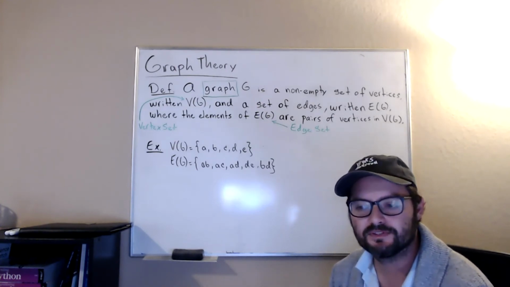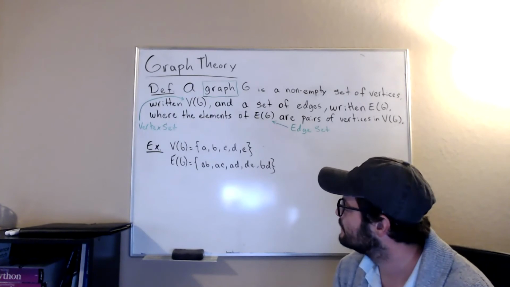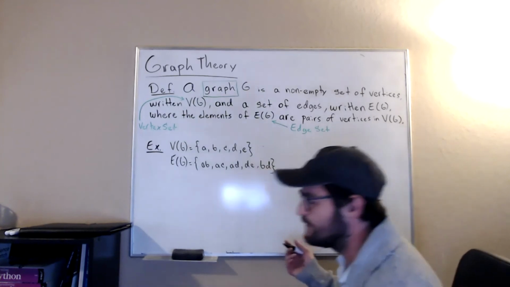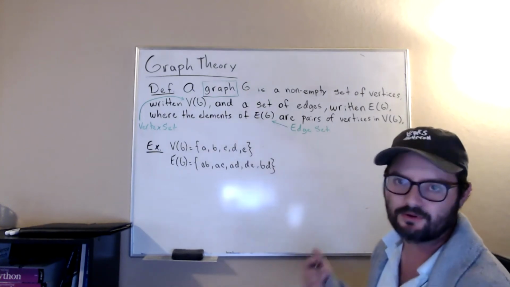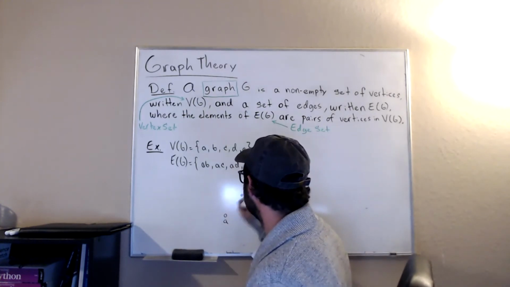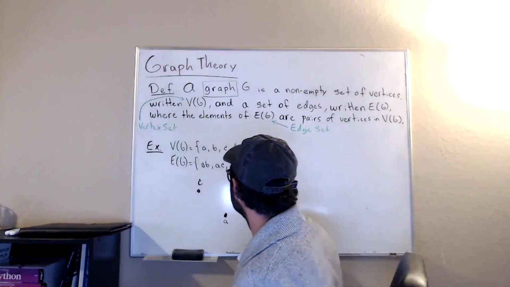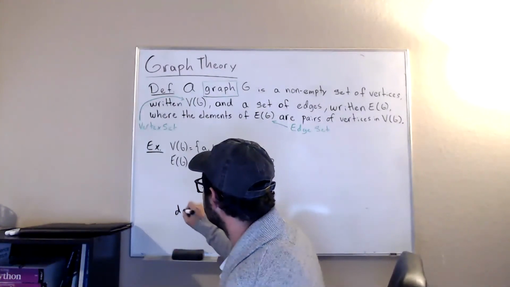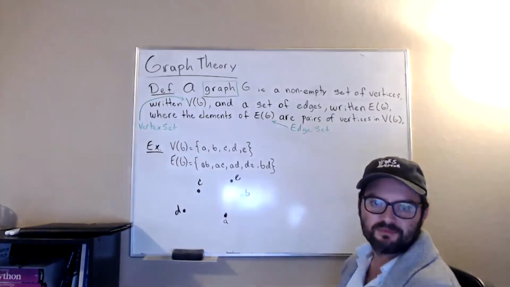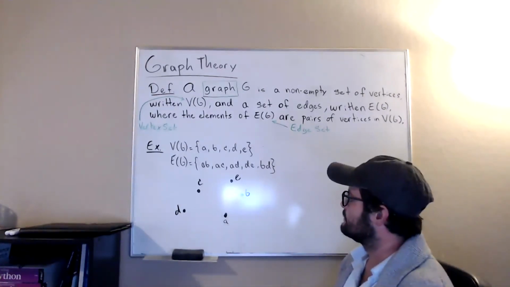Luckily, since most of us are visual when it comes to understanding things, we can draw a picture associated with this. And it doesn't matter how you draw it, just so long as the relations are all there. So for example, I can put A right there. I can put B, C, D, and E. I just kind of put them in the plane. Doesn't matter where they're at. I just kind of arbitrarily chose these locations.